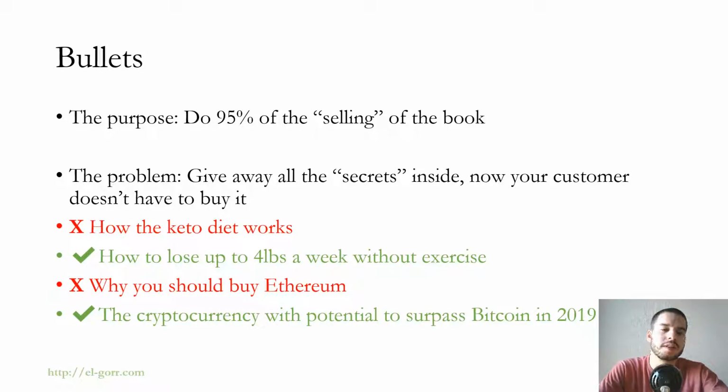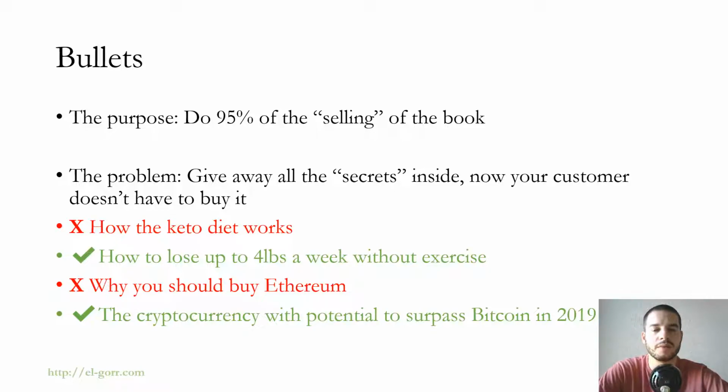Bullets. After the headline, this is the most important section of your book because this is where you do all the selling. However, the problem is that most new publishers just give away all the secrets inside the book. Now your customer doesn't have to buy the book. For example, a common niche is the keto diet. And so you might have a bullet that says how the keto diet works. In this book, you will learn how the keto diet works. Great. Now they can just Google it.